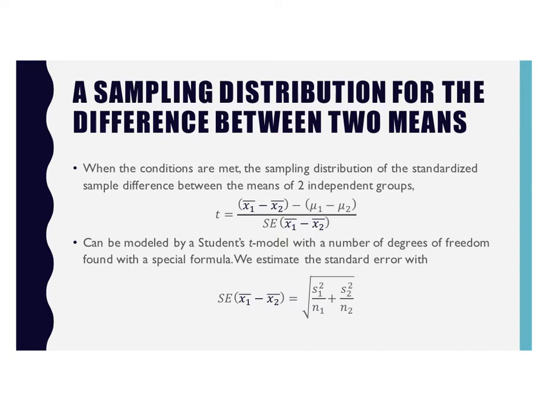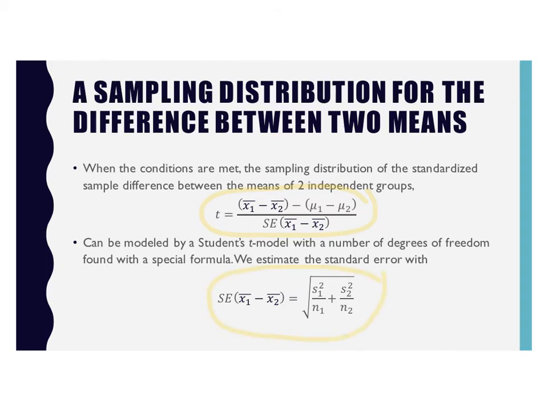When the conditions are met, the sampling distribution of the standardized sample difference between the means of 2 independent groups is as follows. And remember, I never really memorize formulas because I always remember statistic minus the null divided by the standard error of the sample. It can be modeled by a student's t-model with a number of degrees of freedom found with that special formula. We estimate the standard error as this.